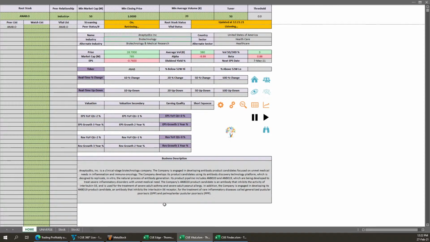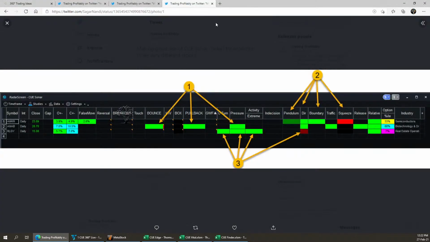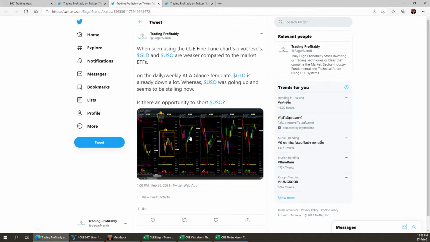While it is doing that, let me come to one more tweet, and here I am changing focus from swing trading or position trading to intraday trading. This is a tweet I shared February 26. That's on Friday, right? On Friday 1 p.m.